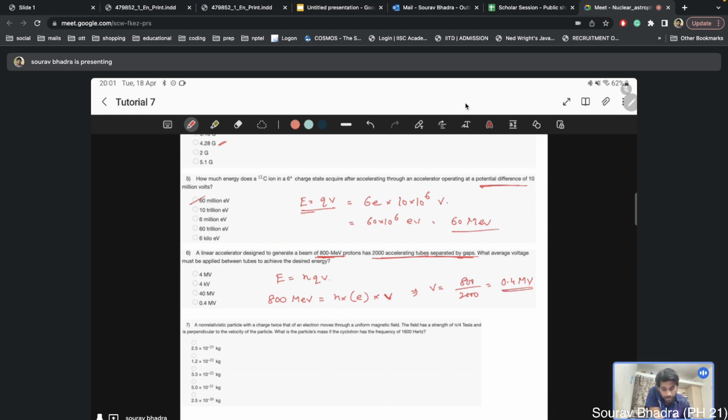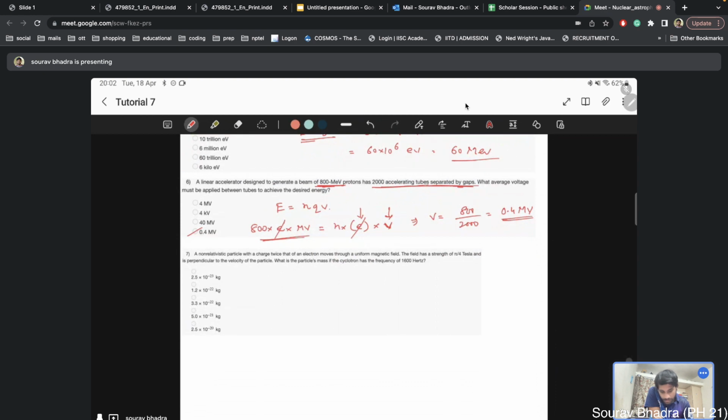V is 0.4 megavolt. So how it happens is that this volt and this electron charge are associated to give you the electron volt unit. Okay, here 800 mega electron volt means it is 800 into electron into megavolt. From here that 800 mega electron volt comes. So that's why this E from both sides is cancelled out, and your V is actually 800 megavolt divided by 2000, which is 0.4 megavolt. Okay.